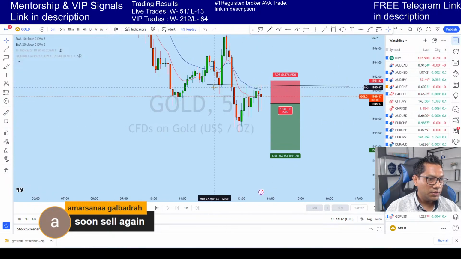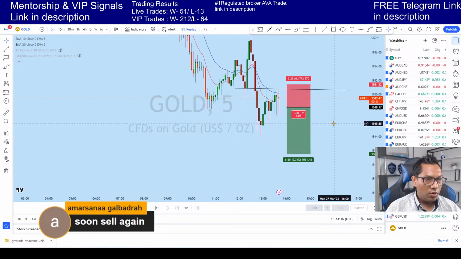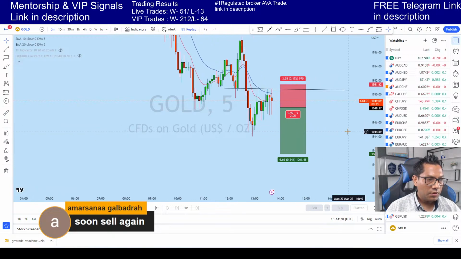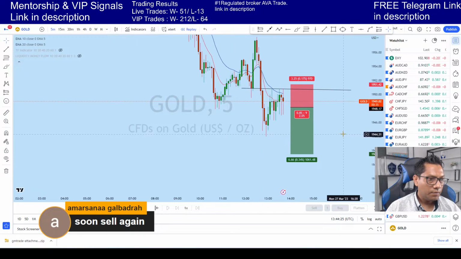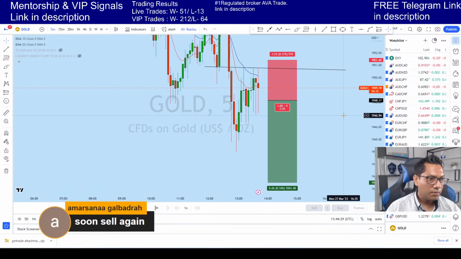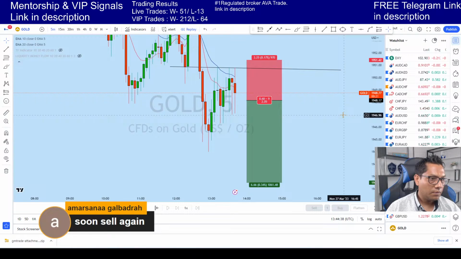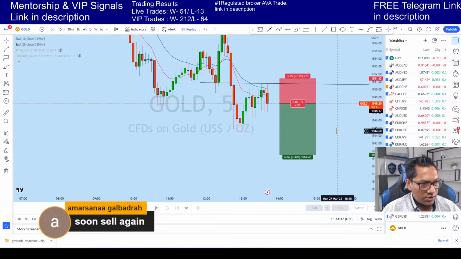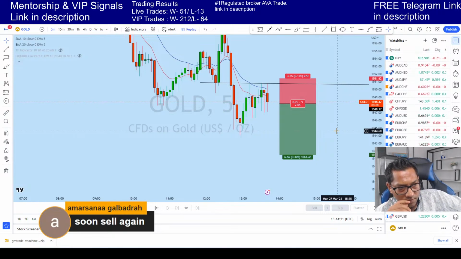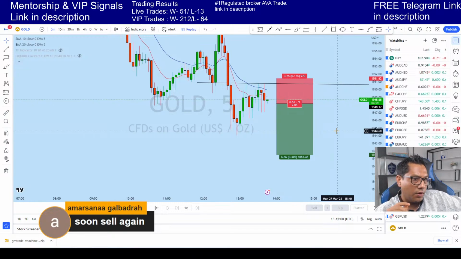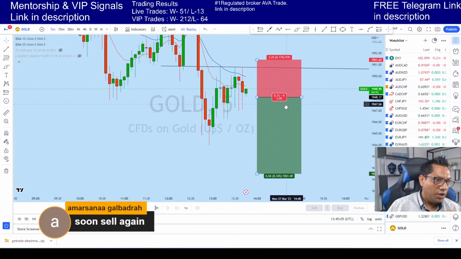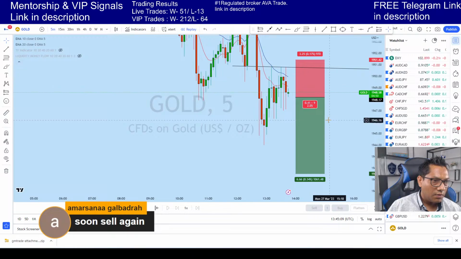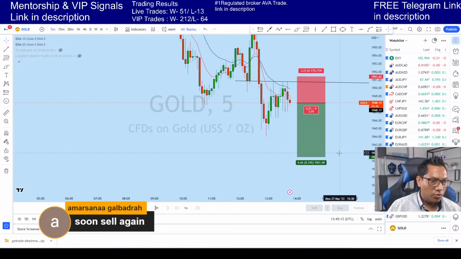So this is a very important level of resistance. The price is still forming narrow dojis below this resistance zone. Okay, we are selling gold. We see there is a bearish candle. What we need now is a strong movement.